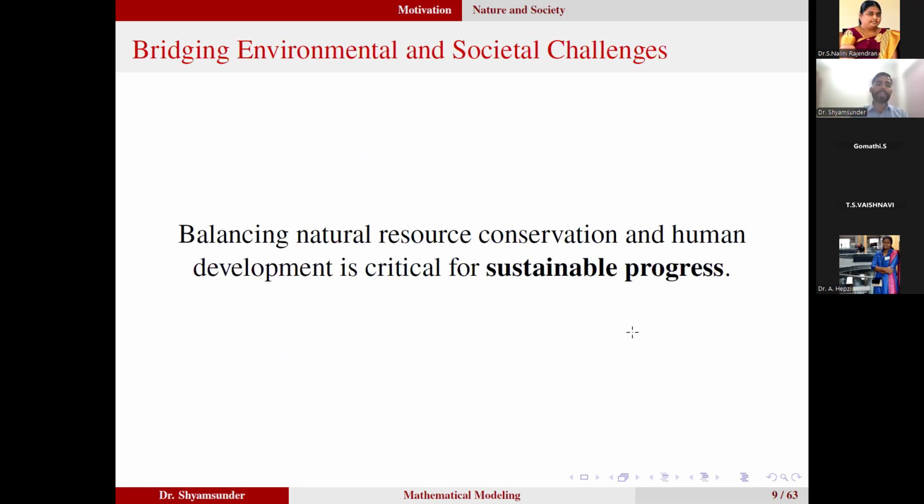Then, bridging the environmental and societal challenge, the balance of natural resource conservation and human development is critical for sustainable progress. This balance is more important for the survival of future generations.